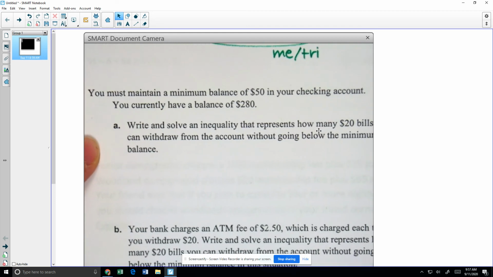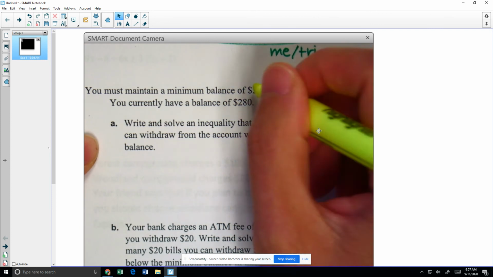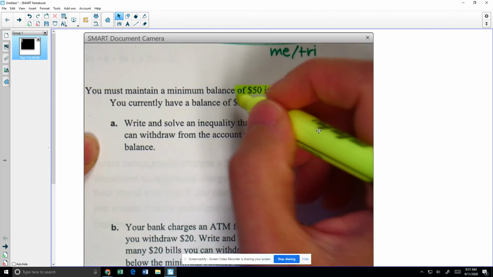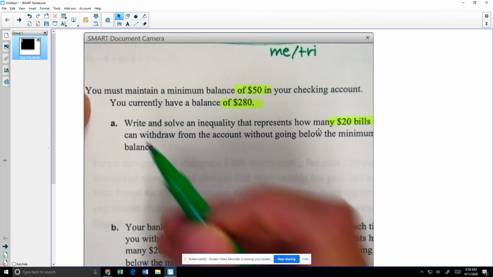Next one. You maintain a minimum balance of $50 in your checking account. You currently have a balance of $280. Write and solve an inequality that represents how many $20 bills you can withdraw from the account without going below the minimum balance. Okay, this one's kind of tricky. So here's you.